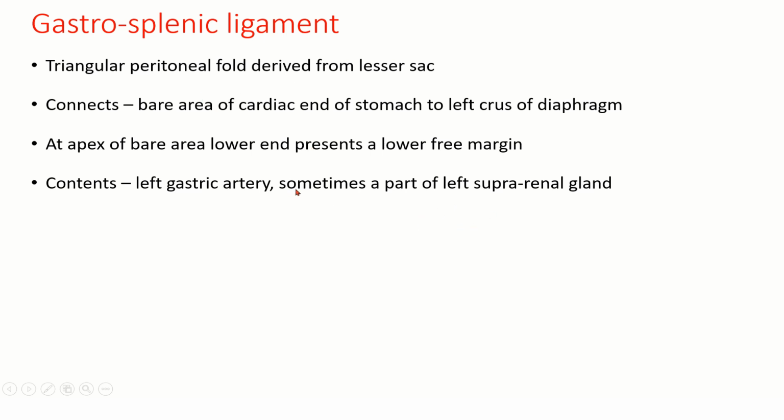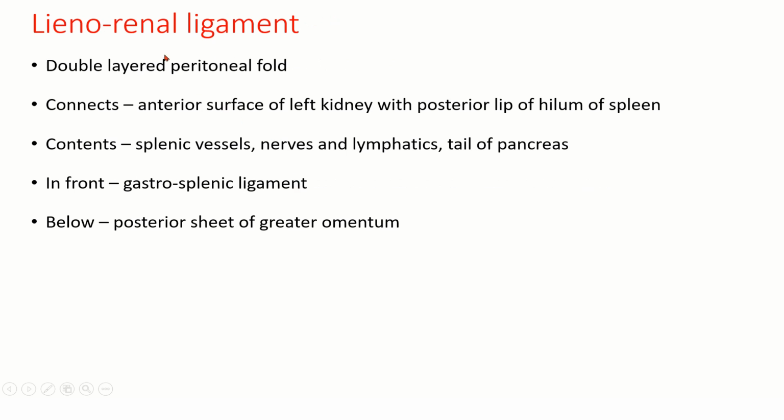Lienorenal ligament, it's a double layered peritoneal fold, connects anterior surface of left kidney with the posterior lip of hilum of the spleen. Contents: splenic vessels, nerves and lymphatics, and tail of pancreas. In front, gastrosplenic ligament, below it contains posterior sheet of greater omentum.